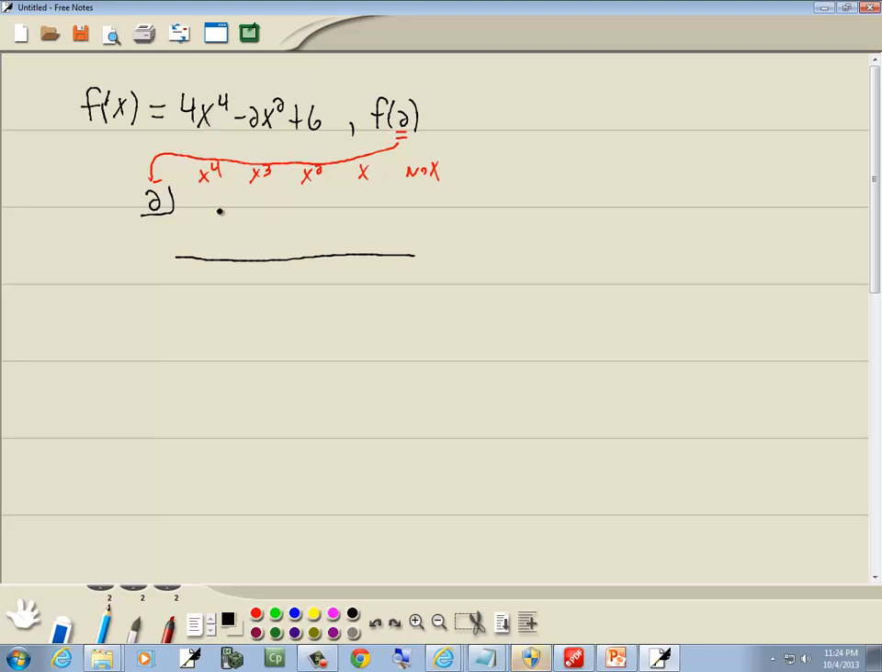Well, the number in front of our x to the fourth is 4. The number in front of our x to the third is 0. There is no x to the third. The number in front of our x squared is negative 2. There is no x, so that's 0. And our no x, or constant term, is 6.